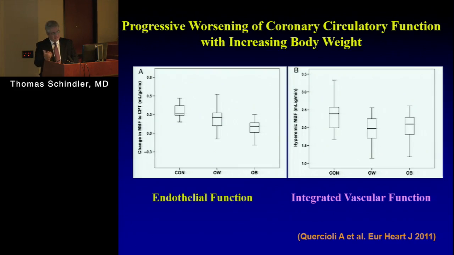So we followed up patients again, and you see in normal weight, we had the highest normal function of the endothelium. Then in overweight, it was going down already a bit, and then lowest in obesity. So with increasing body weight, you cause endothelial dysfunction. It's similar for the hyperemic flow response to regadenoson or dipyridamole. But you see there's also a ceiling effect between obesity and overweight.